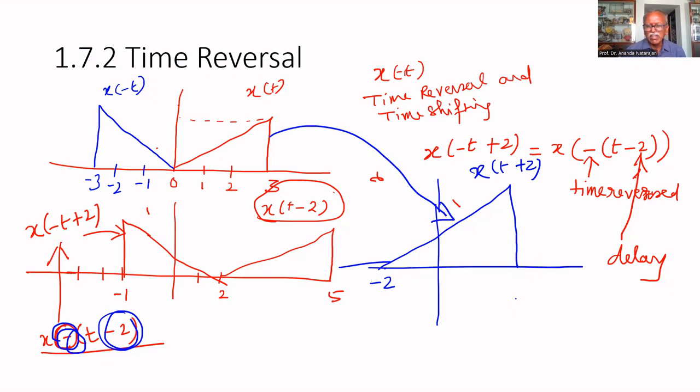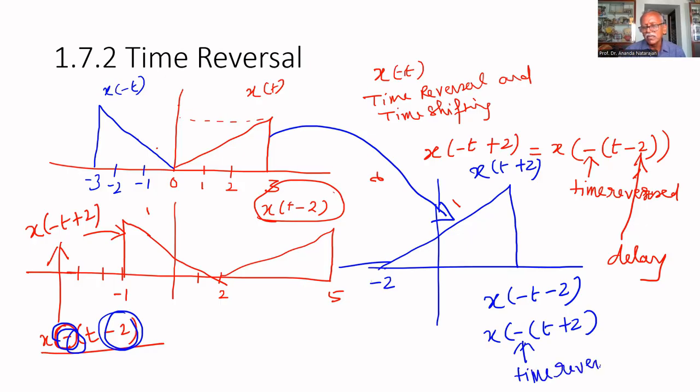What is x of minus t minus 2? This can be written as x of minus of t plus 2. This minus indicates time reversal, and this 2 indicates advancement.